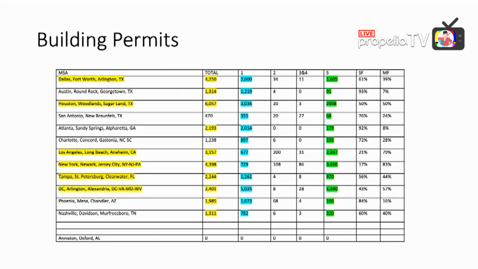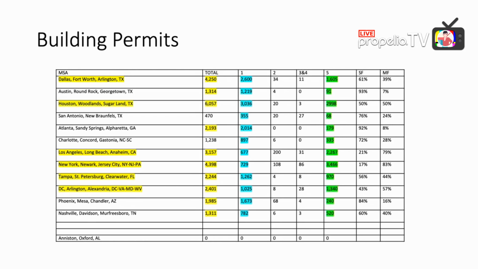So basically what this shows, I picked some big MSAs. I picked the big ones in Texas. Dallas-Fort Worth, total building permits, 4,250. And then what I thought was interesting is I have highlighted in blue single family, and then the one in green highlights all multifamily. And at the end, I've got the percentage of building permits that are single family, and the percentage that are multifamily.